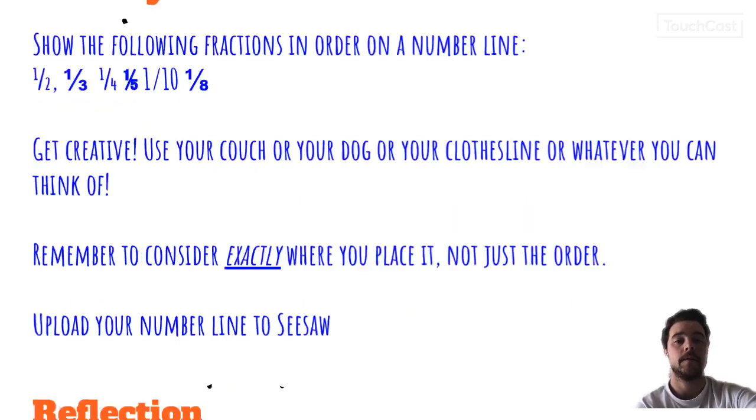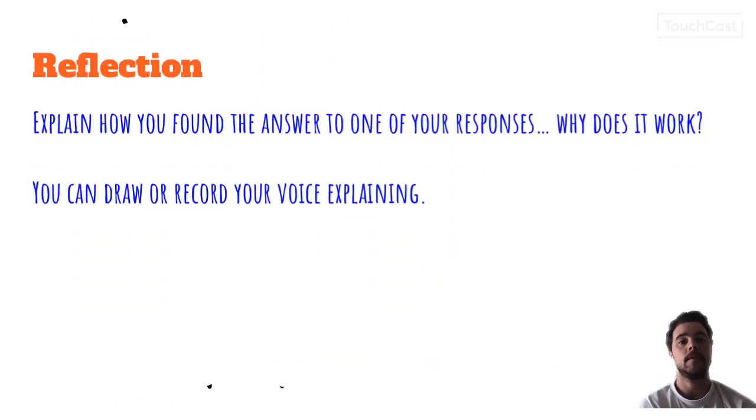Your reflection today is the same as it has been all week. Well, there's only really one answer, isn't there? There's your number line. I want you to explain how you made it accurate. So you can draw, you can record, you can voice explain, same as Monday and Tuesday.